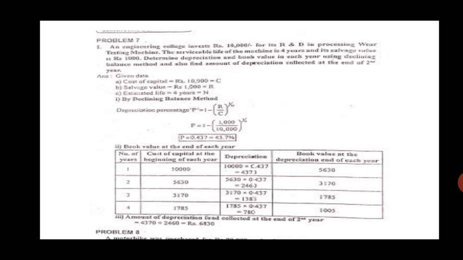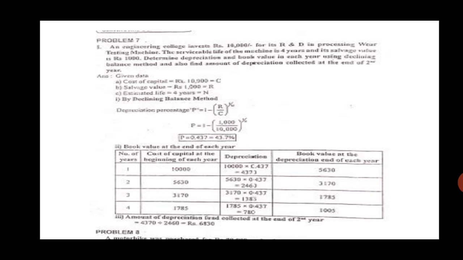Determine depreciation and book value in each year using the declining balance method, and also find the amount of depreciation collected at the end of second year. So now what is the given data? Cost of the capital is 10,000 rupees, that we term as C. Salvage value is rupees 1,000, that is R, and estimated life is 4 years, that is N.